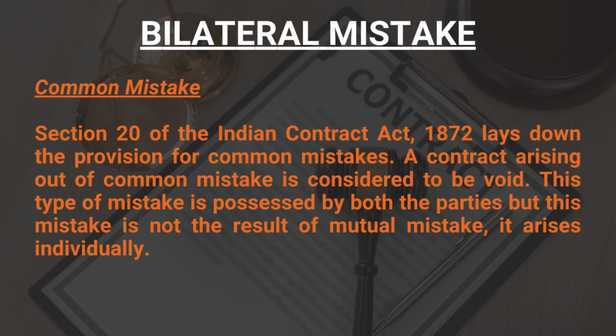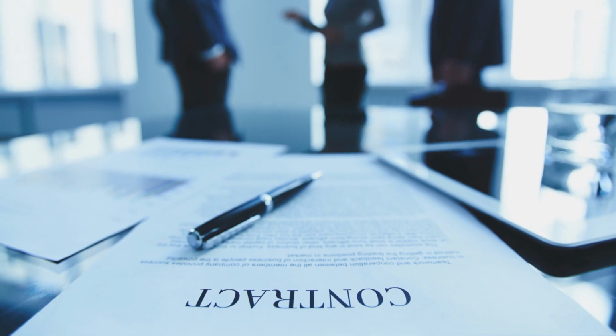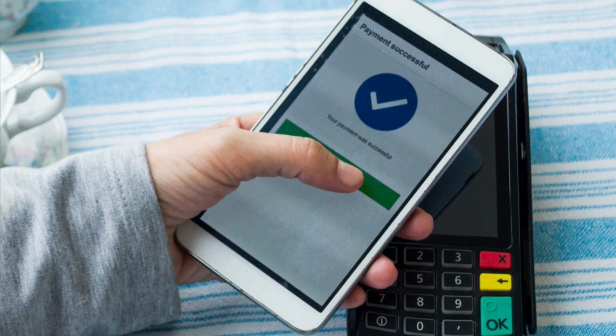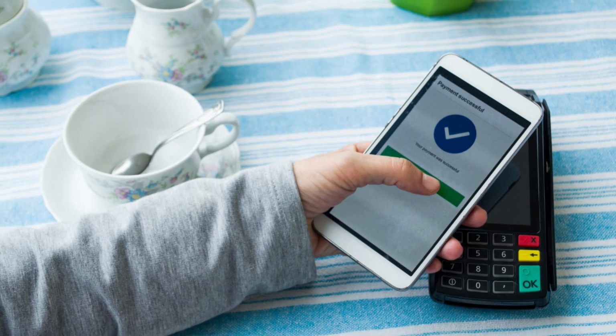It arises individually. So if somebody says that I am going to sign a contract and I will be making you payment online, so a contract has been created where the platform related to online has not been described. Is it online by debit card, credit card, these days payment banks, Paytm, UPI? So this was a common mistake which was derived from the bilateral mistake.